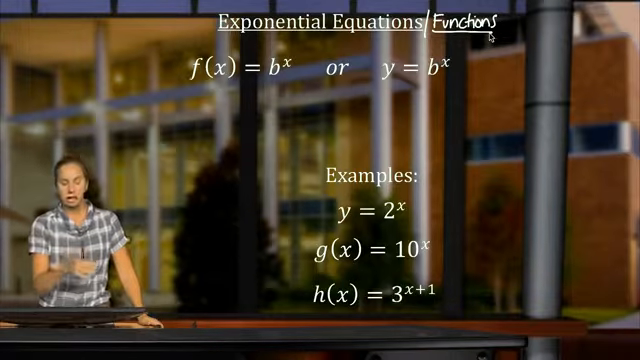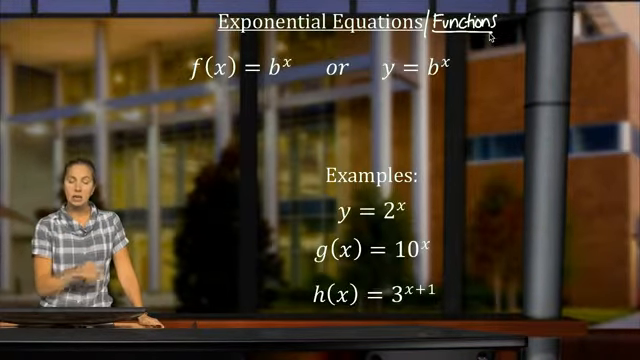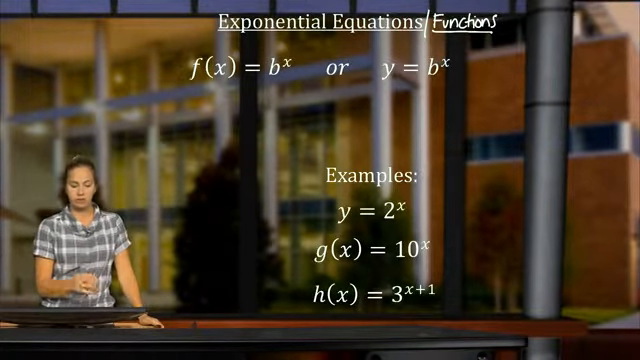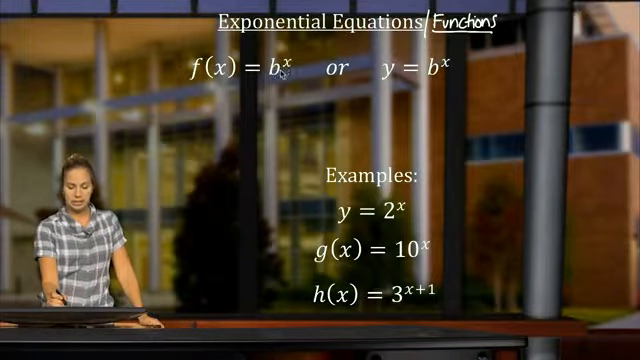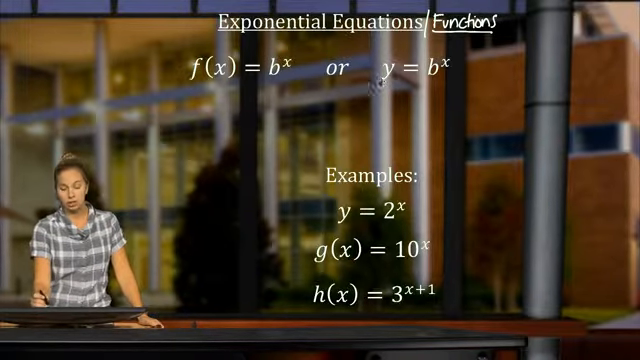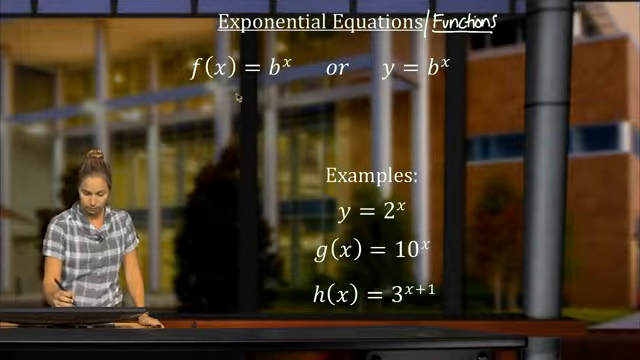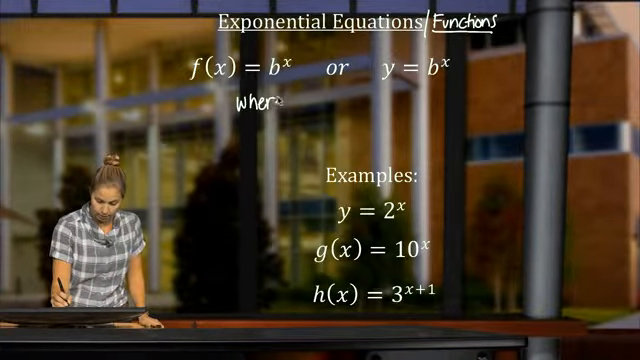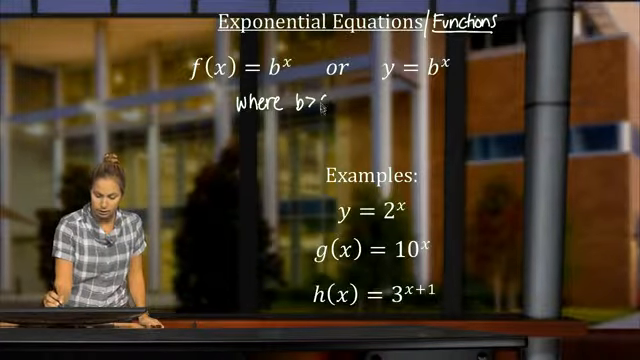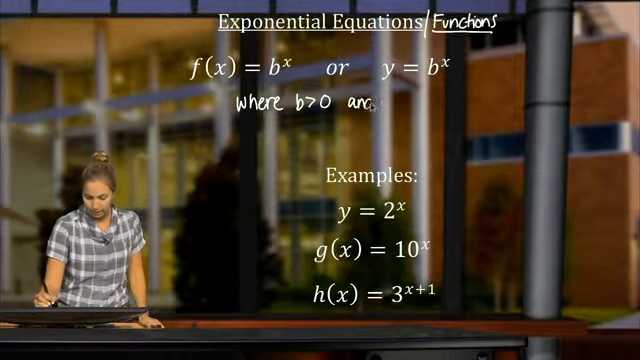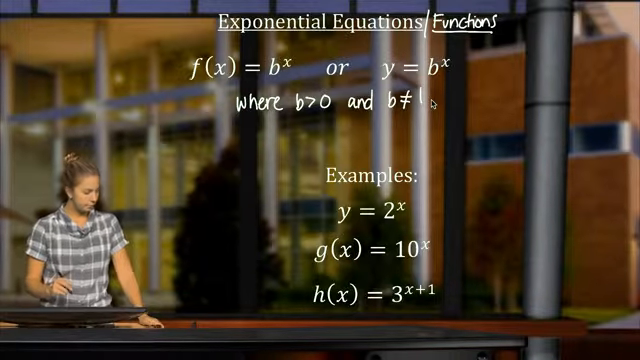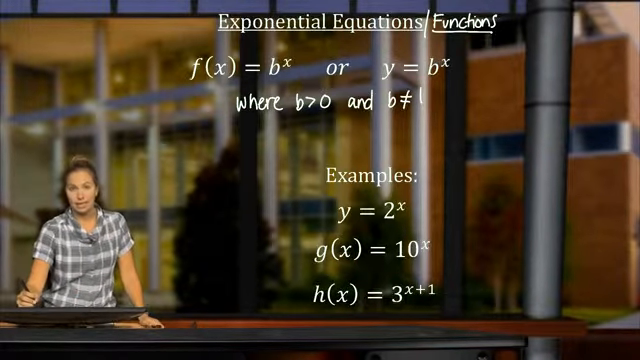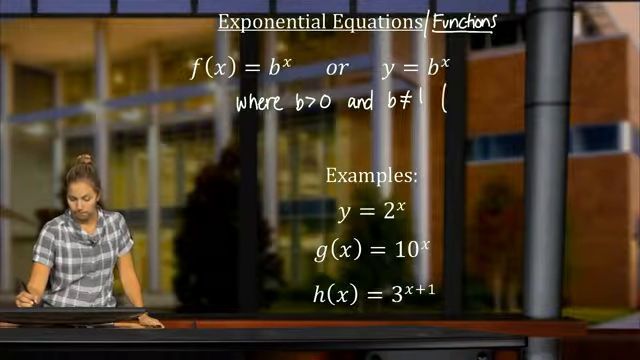And here we have the models of an exponential function. F of x equals b to the x, or as an equation, y equals b to the x. Now for these exponential functions, b is greater than 0, and b does not equal 1. We call b the base of your exponential function.